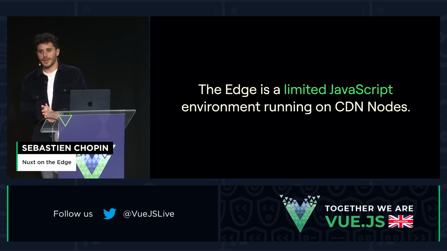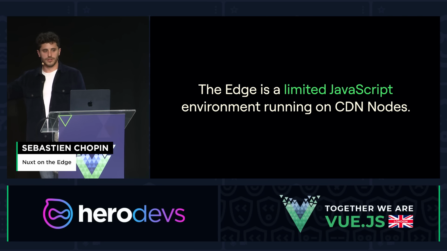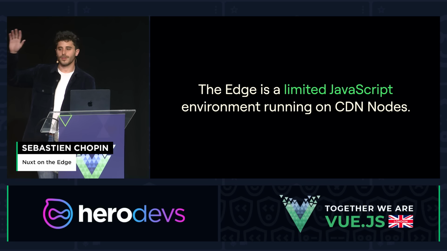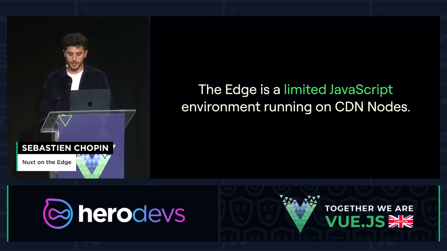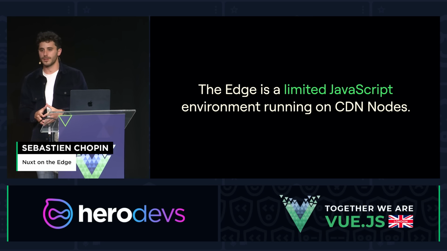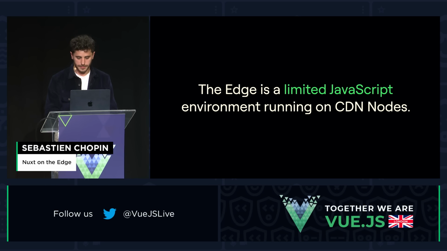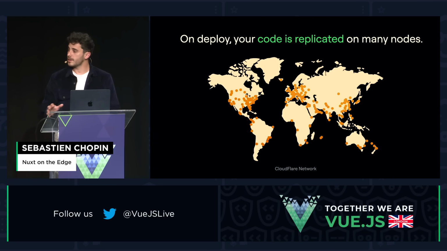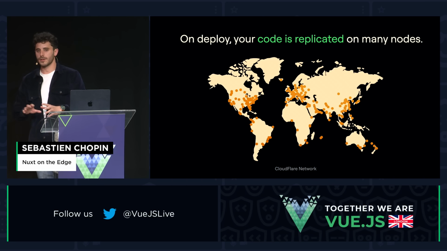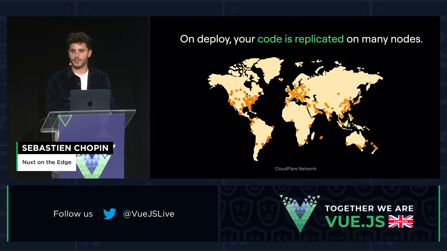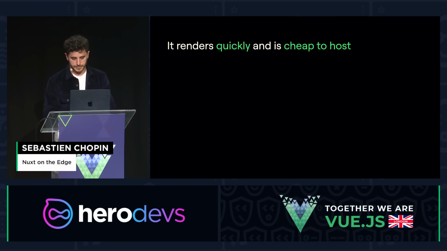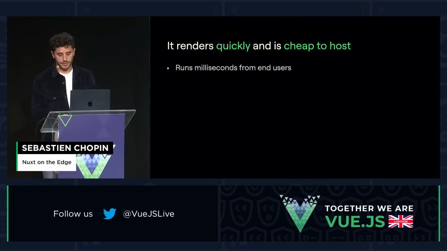The edge, who is already deployed to the edge? 1, 2, okay, 5 people out of 10 people. It's a limited environment, and it's running on CDN nodes. It's been pushed by Cloudflare Workers a few years ago. And basically, when you deploy your code, it's replicated on the network. Here, it's the Cloudflare network, and there are about 200 nodes. It renders your code quickly, and it's very cheap to host. It runs in milliseconds from your end user wherever they are in the world.